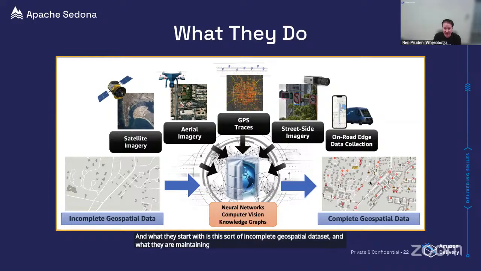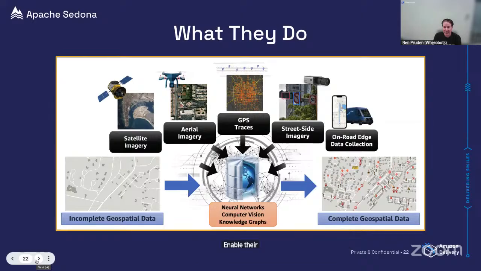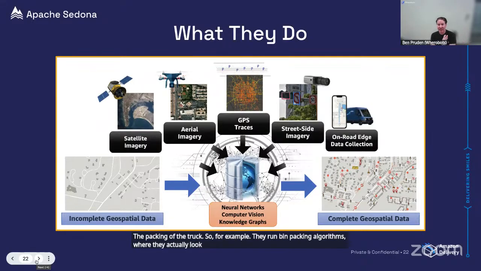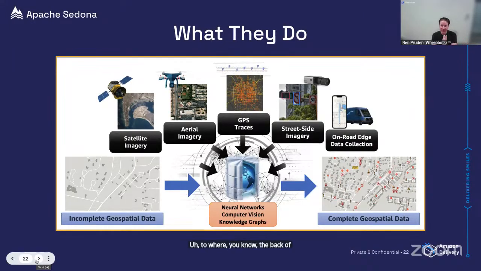And what they are maintaining now is a very complete, very detailed spatial data set so that they can enable their drivers to successfully navigate to your home and also take into consideration the packing of the truck. So, for example, they run bin packing algorithms where they look at how they should pack the truck from back to front, to where the driver is, and figure out the best location to put each package in the truck.